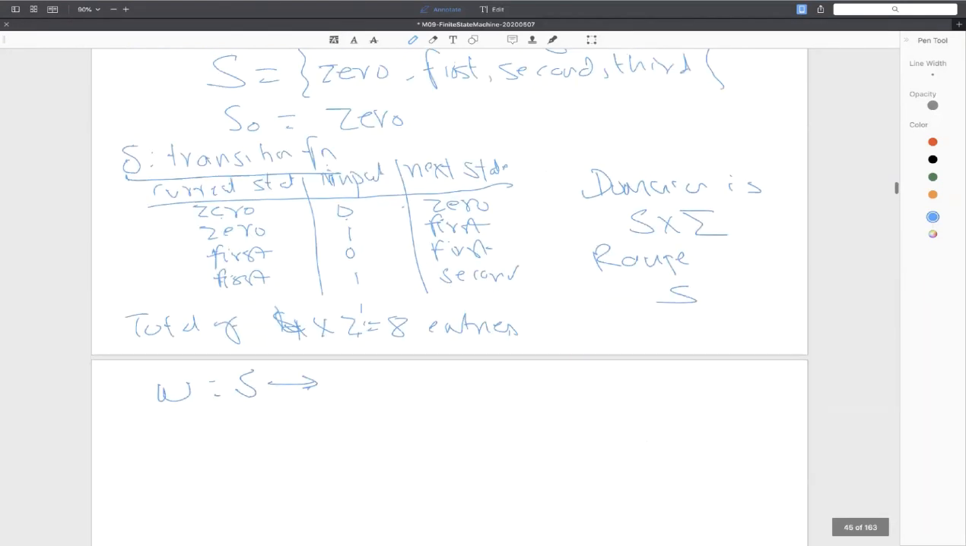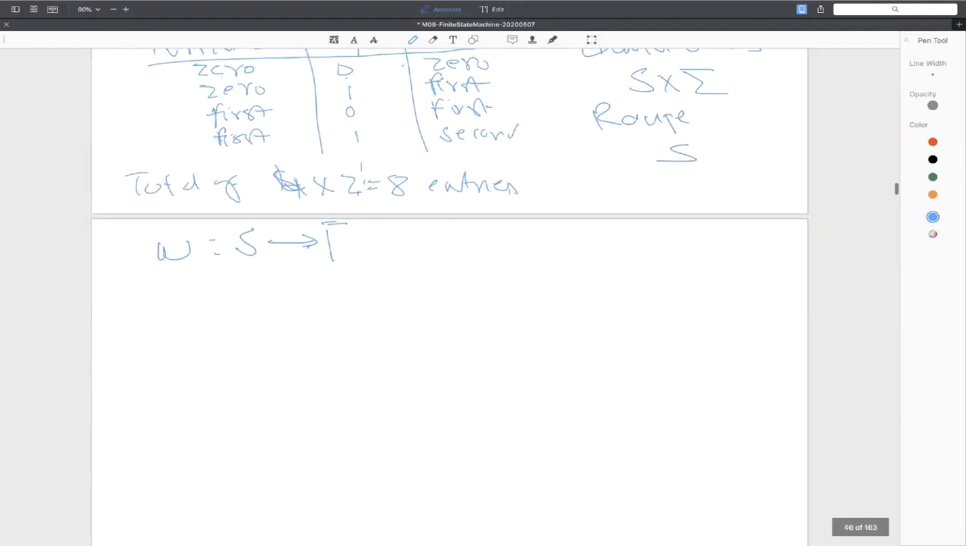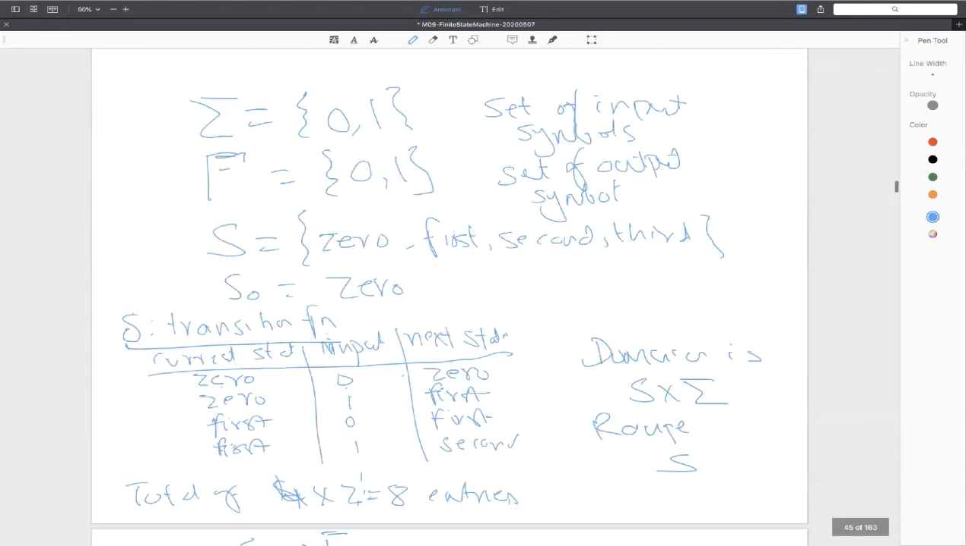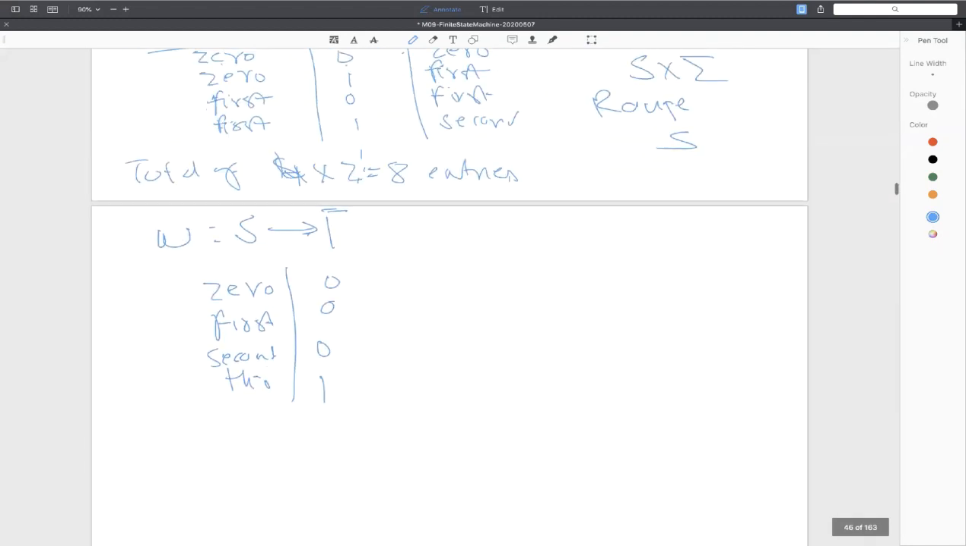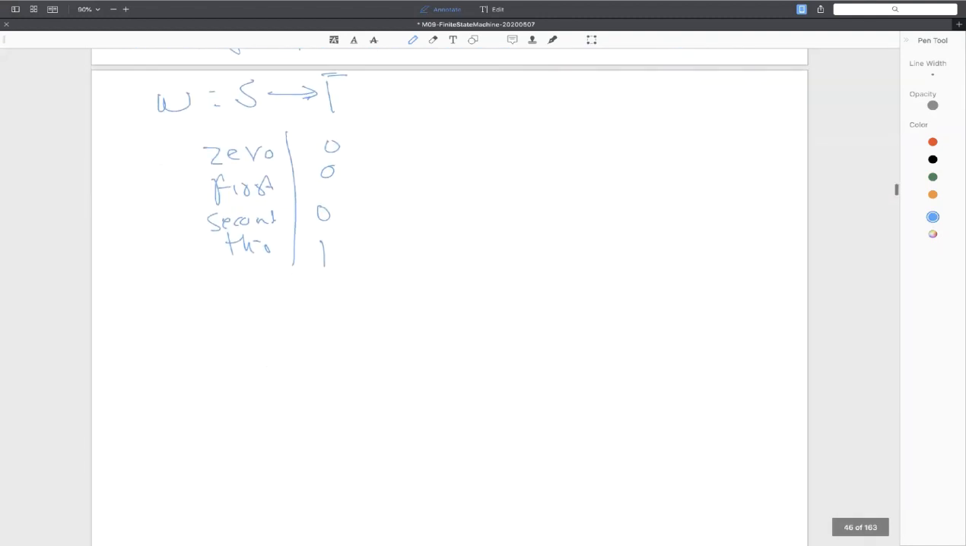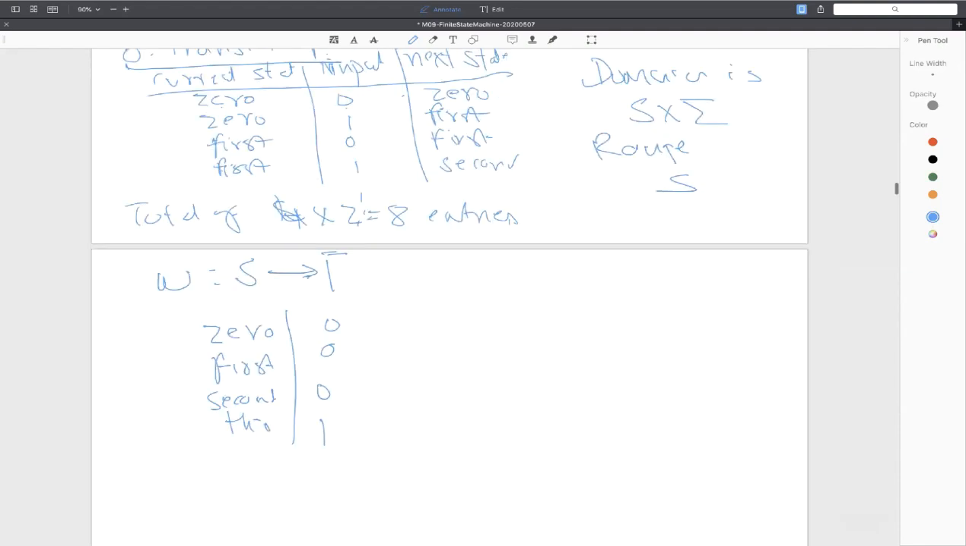So this set. Again, I will have a table which would correspond to 0. In this table, I have only 4 entries: 0, first, second, and third. And I guess the outputs are 0, 0, 0, 1, right? If I get it right. Yeah, 0, 0, 0, 1. So that's my omega function. Okay, so that's what's going on out here.